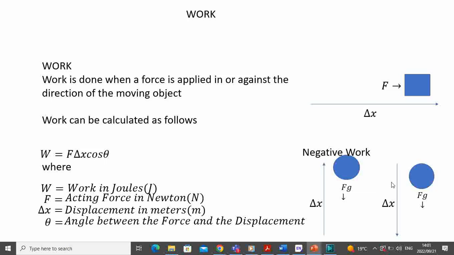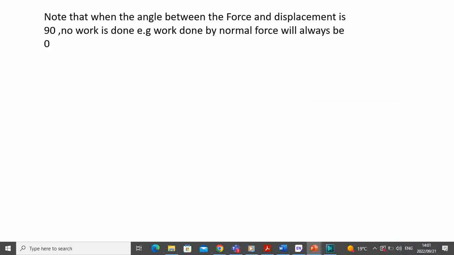And then let's take another example of gravitational force which is going down, as we all know, and a displacement which goes in the same direction as our gravitational force. This right here means that we have a positive work. And then one last thing I would like us to take note of is that when the angle between the force and displacement is 90 degrees, it means that no work is done. For example, work done by a normal force will always be zero.